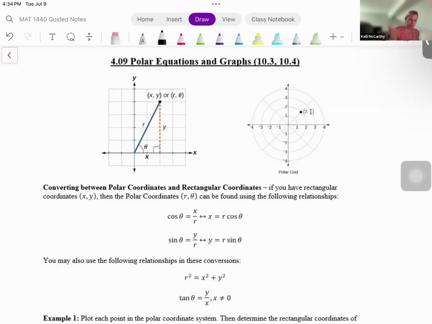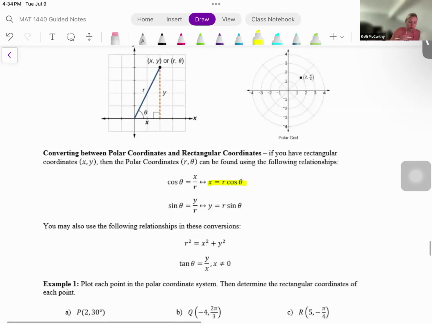If we're converting between polar coordinates and rectangular coordinates, it's important to know a few relationships. We've seen these before. We used them in the last video. Cosine theta is equal to x over r, which means that x is equal to r cosine of theta. And sine of theta is equal to y over r, so y is equal to r sine theta.